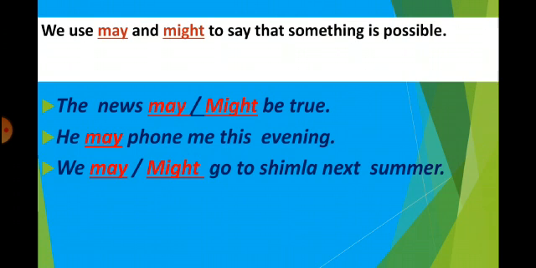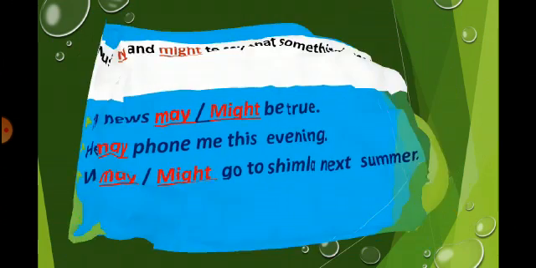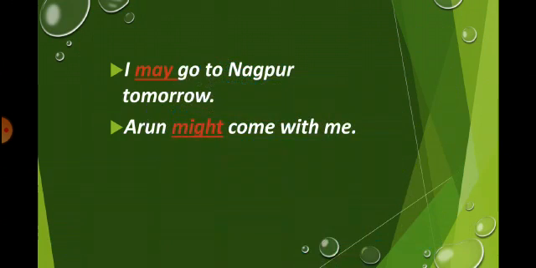There is almost no difference in meaning, but a speaker who uses might is a little less sure. When you are a little less sure, then you use may or might. Again, another example. I may go to Nagpur tomorrow. You are not sure. Only a 50% chance is there. You may go or you may not go. Okay. Arun might come with me. Here also a 40% chance is there that he may come or not. Arun might come with me. The person also doesn't know.